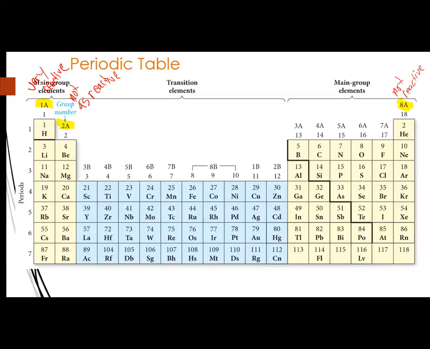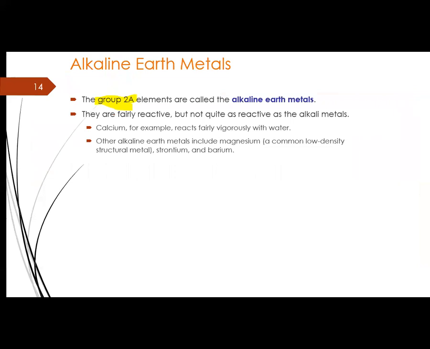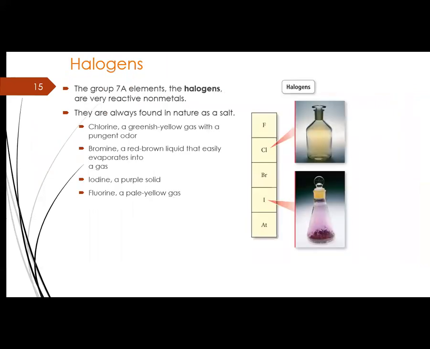We've talked about alkali metals. We've talked about alkali earth metals. Our next one is going to be what we call halogens. Now, halogens are very reactive, and they are group 7A.